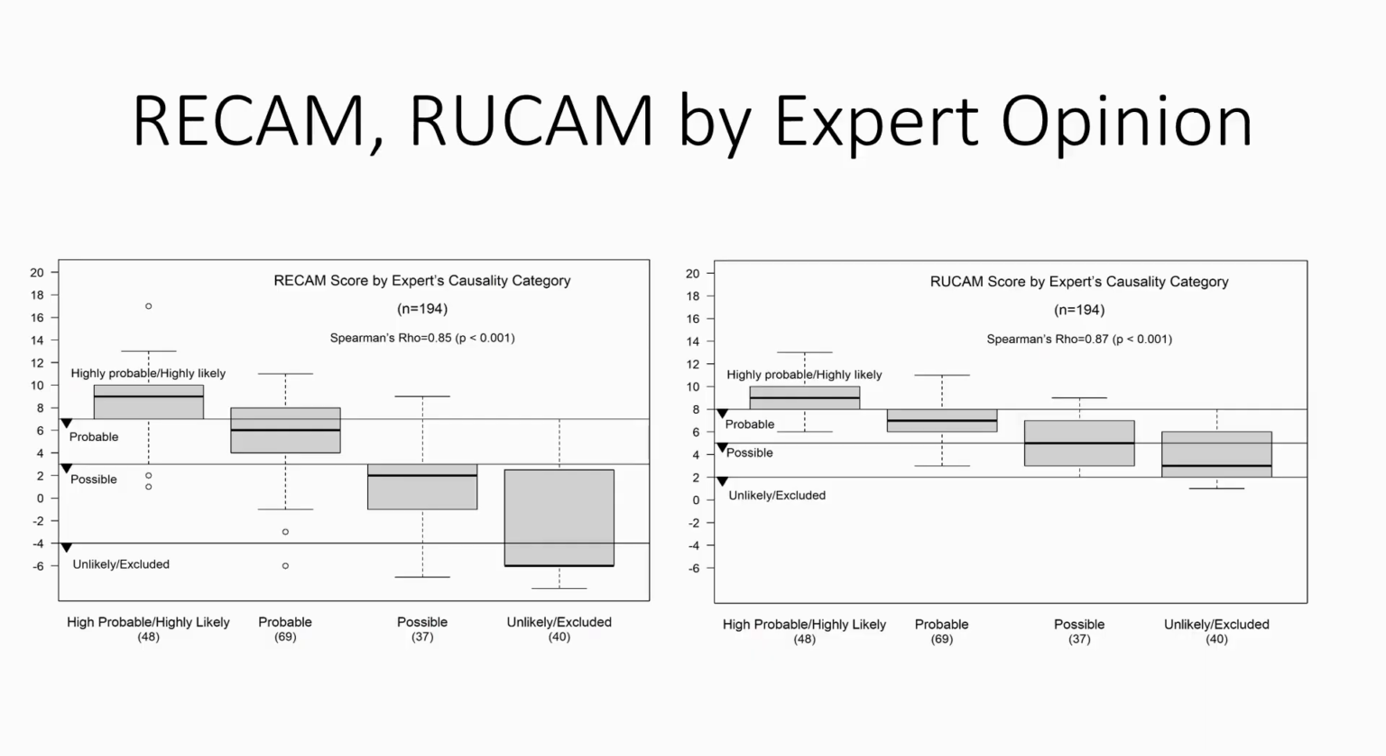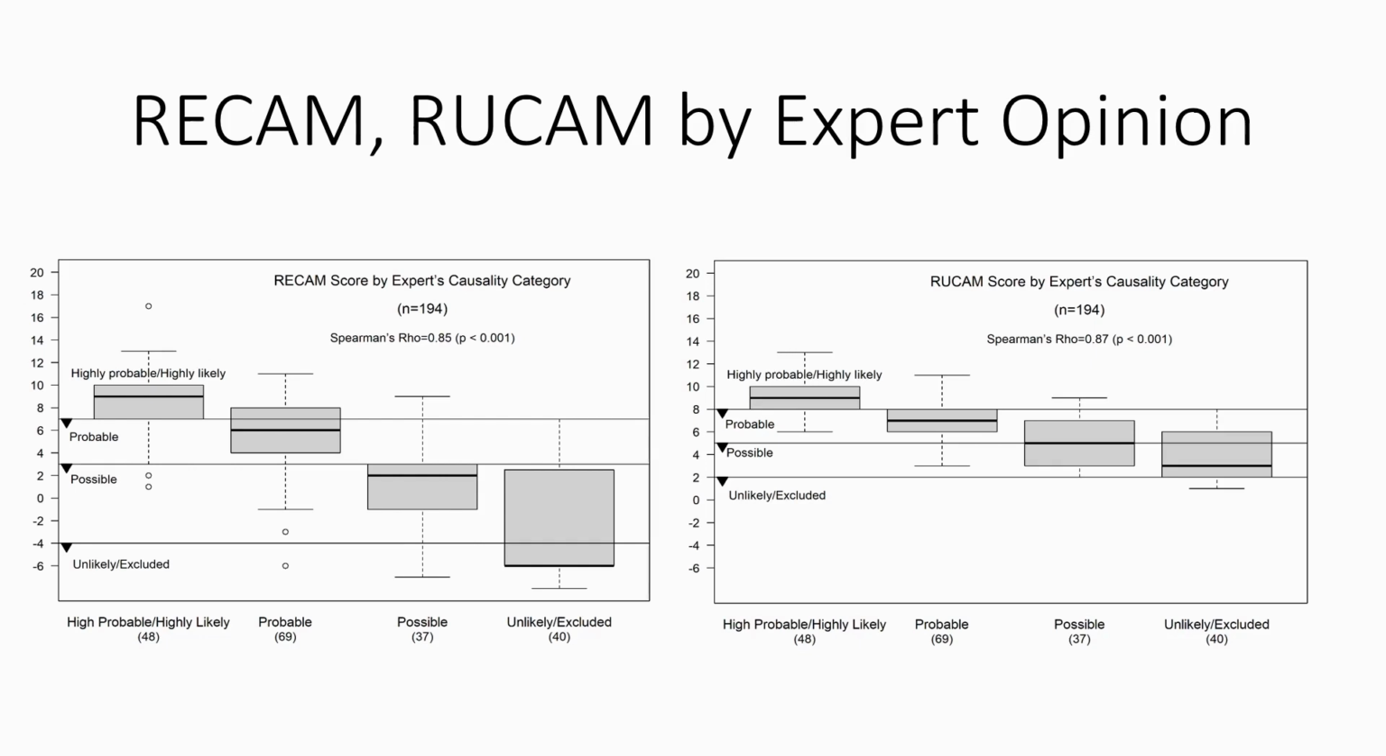So this is the performance of RECAM versus expert opinion, and RUCAM versus expert opinion. RECAM is on the left, RUCAM on the right. These are the same 194 cases from both the DILI and the Spanish registry. The cases were categorized based on expert opinion in these four groups here. As you can see, there are a couple of things. The scale or the range of scores on the RECAM is wider than on the RUCAM. This was done by design.